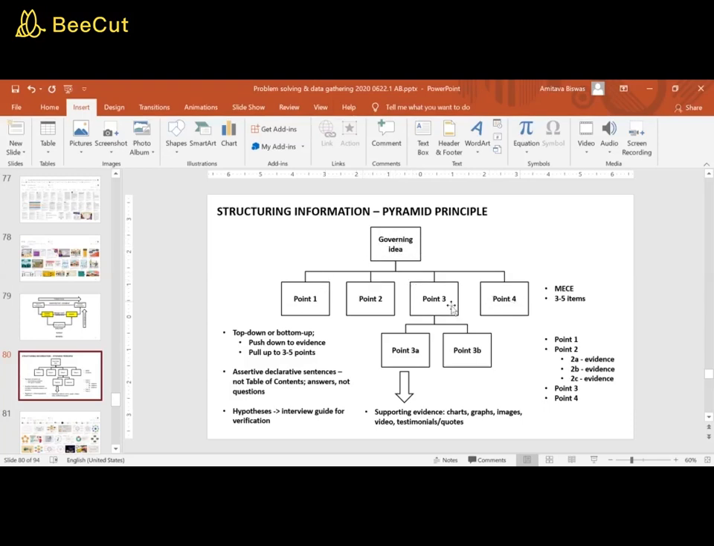This is the problem structure. How am I going to show that this idea is actually valid? What data do I need? What am I going to go look for? So this is the problem structuring and data gathering portion. Going back this way is the analytic portion, going from the data back to the points that are being made.